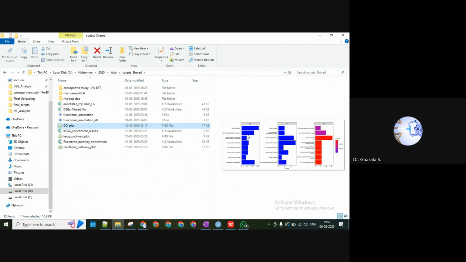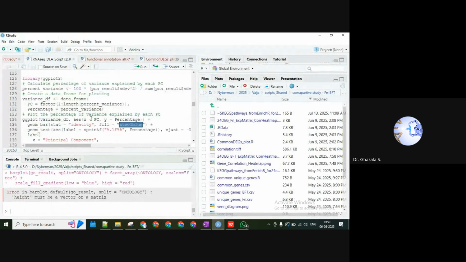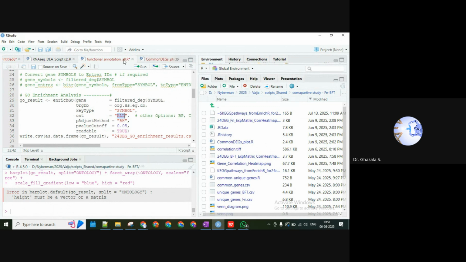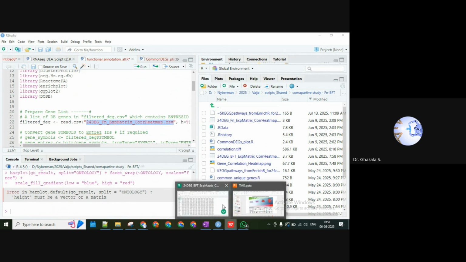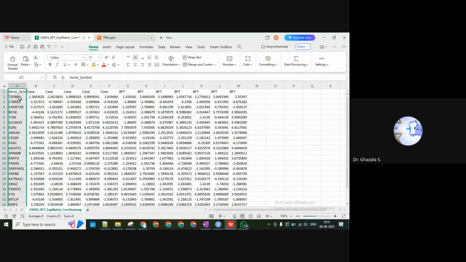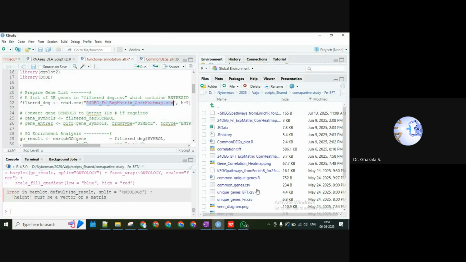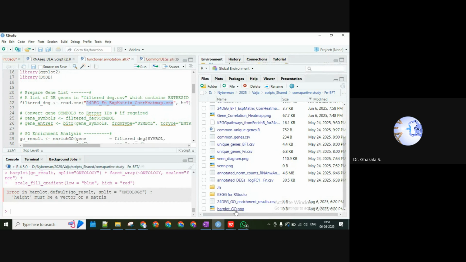So what I'm mentioning is that you have to use the same script which I have already shared, the functional annotation underscore all. This script will help you generate the figure using the file that I will upload. Here we are using the 24 DEGs expression matrix file, where we have the list of genes. We just need the list of genes to generate the gene ontology. So it will generate all the GO terms and all the plots that we need for the bar plot.